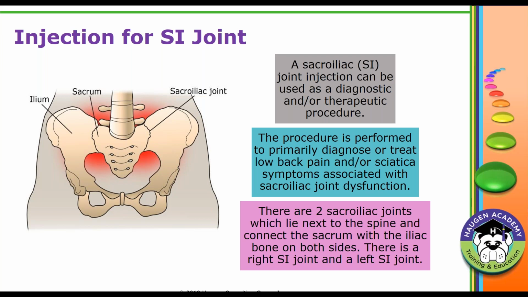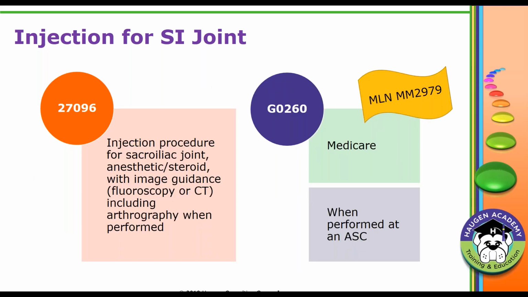There's only one code for that, and it is 27096. So you can see injection procedure for that SI joint. And that does include image guidance, so that can be fluoroscopy or CT. One thing to note is if you're coding for an ambulatory surgical center, there's a separate code for Medicare patients, G0260, and that's just for if this procedure is done at an ASC. And there's the MLN Matters article. We put the reference on there in case you guys need it.